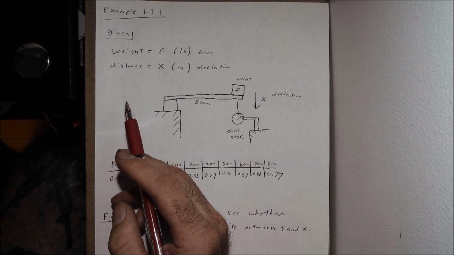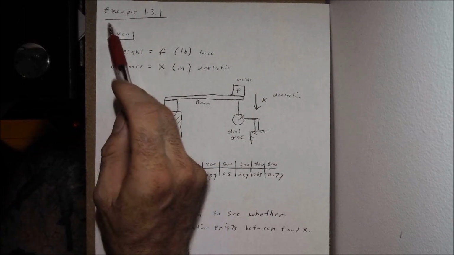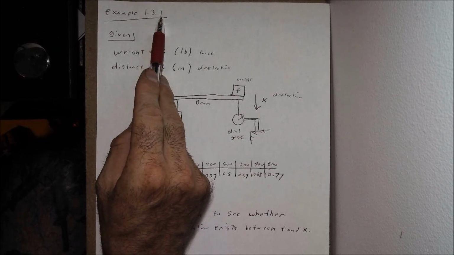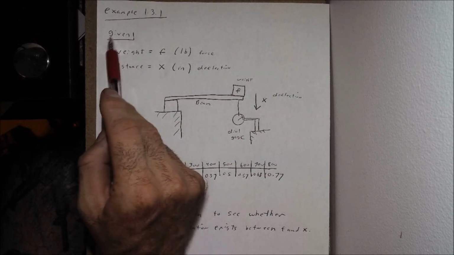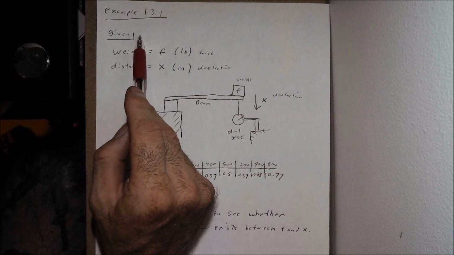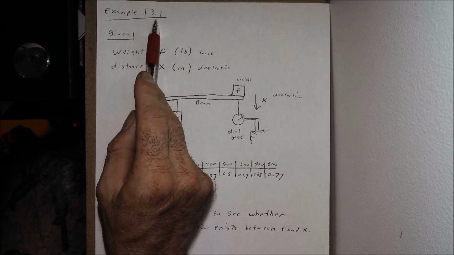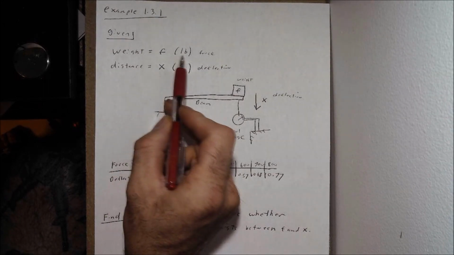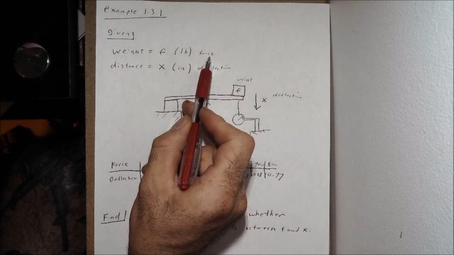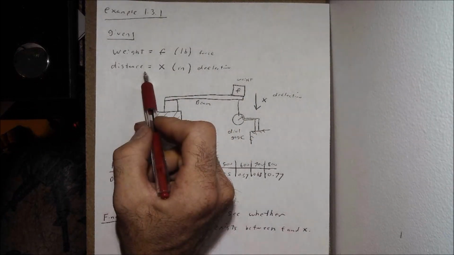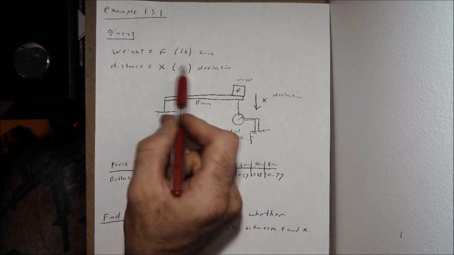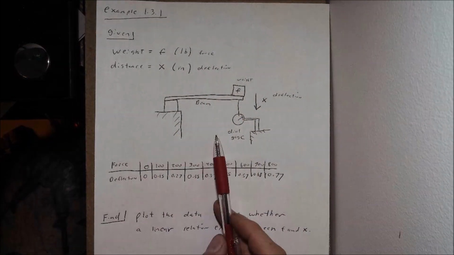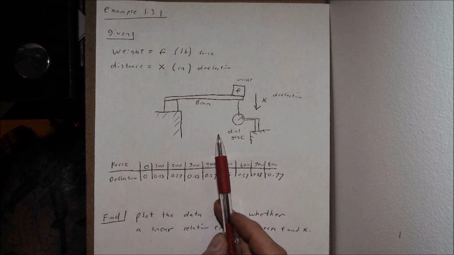So in this problem here, I've gone through and I've written out, okay, this is the title of my problem. It's example problem 1.3.1, so I know exactly what problem I'm referencing. What do they give me in the problem statement? I read through that problem statement, and I realize, okay, they give me my weight as F in units of pounds, and this is a force. And they give me my distance as a variable x, units of inches, and this is our deflection as related to our problem here.